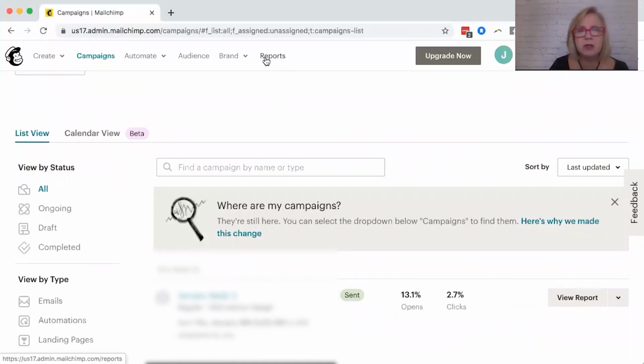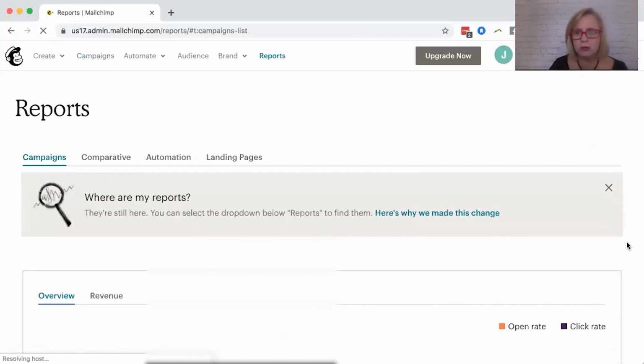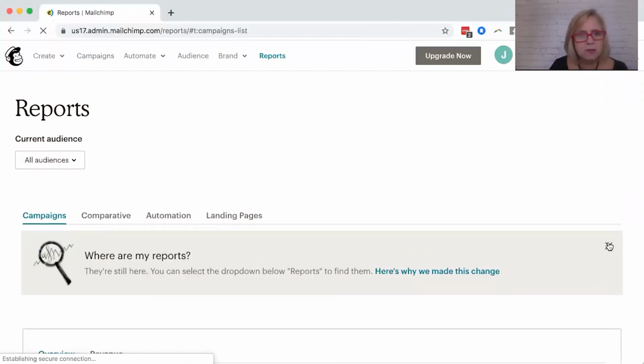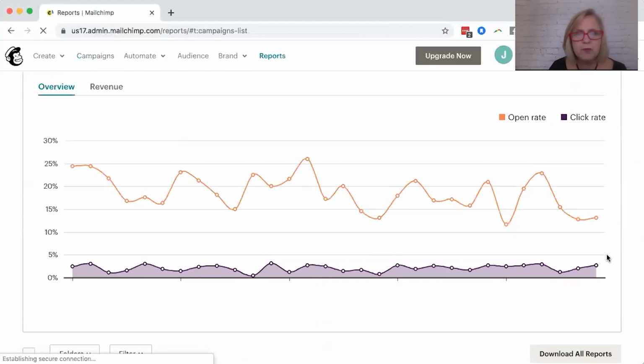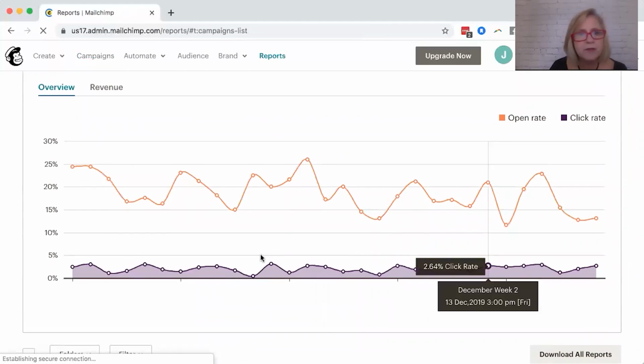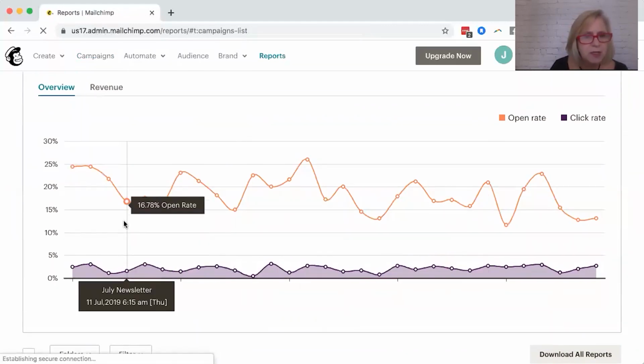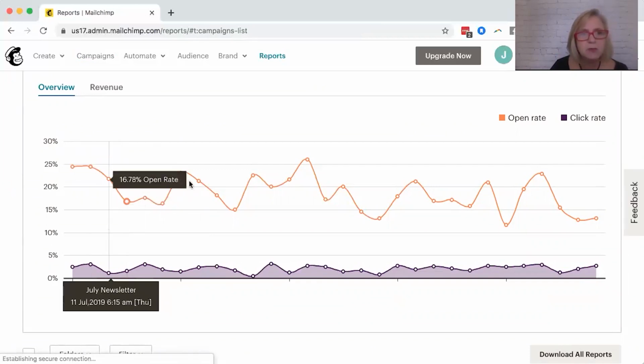There's a section here called reports, and it's going to show the same information, but a little differently, a little different chart, which I kind of like. So here you go. Here is an overview of all the different emails that have been sent out, and you can put your cursor over them and look at which ones they were. And up here, the orange line is the open rate.